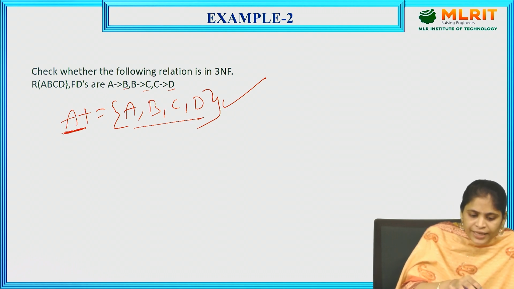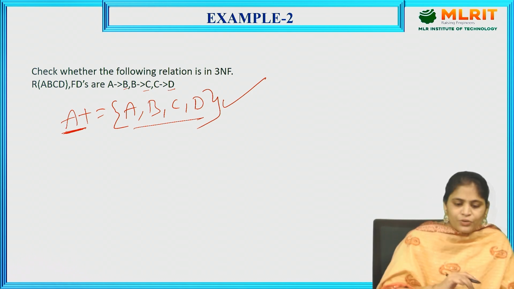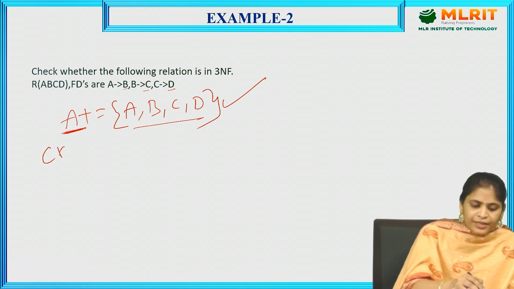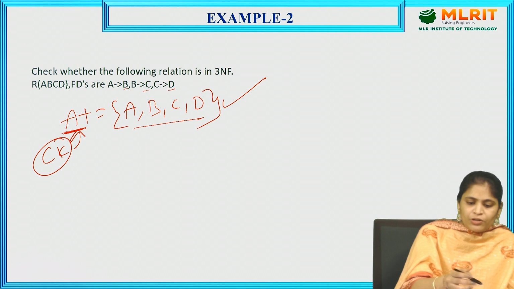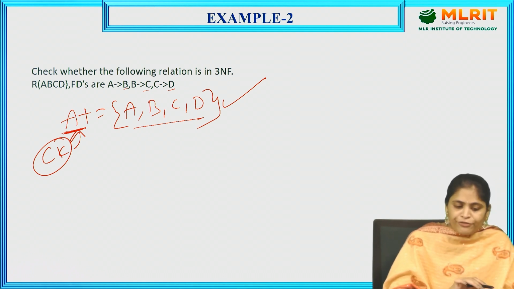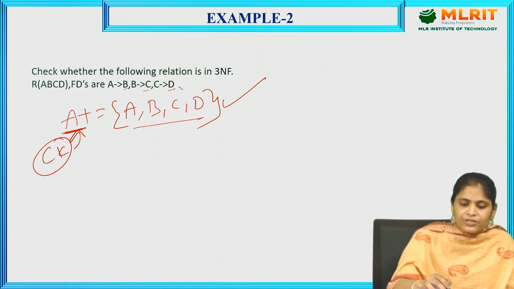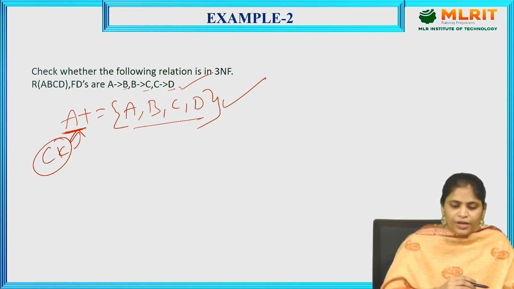Is A on any right-hand side? A is not there. So A itself is a candidate key here, because A is not there in the present set. Now what is our next procedure? We have to check whether the given relation is in 3NF or not.